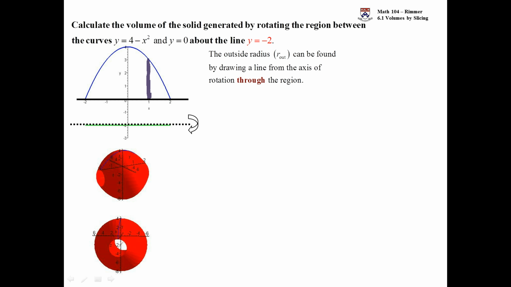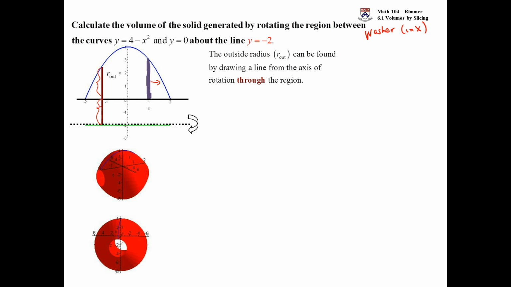The outer radius is found by drawing a line from the axis of rotation up through the region. We decided that it's going to be washer, but we need to make a note of what variable it's in. Since the rectangle is vertical, it gets moved horizontally in x, and so this should be set up in x. This outside radius changes as x changes, and so it has to be thought of as the sum of two distances.